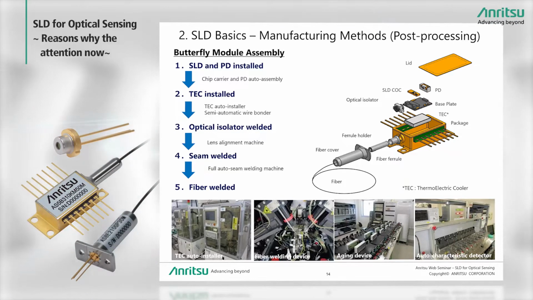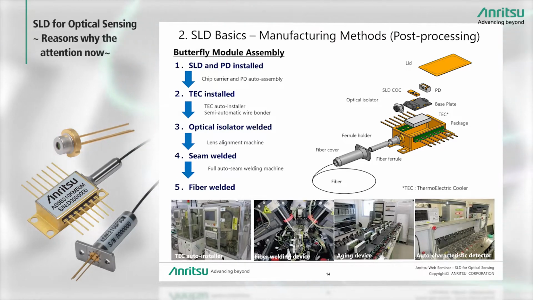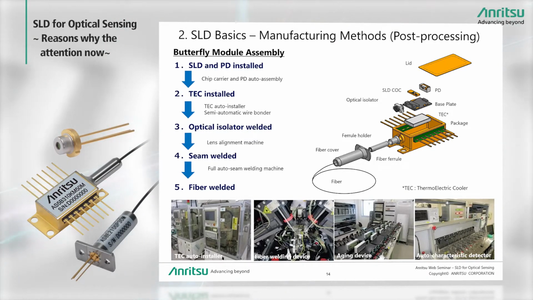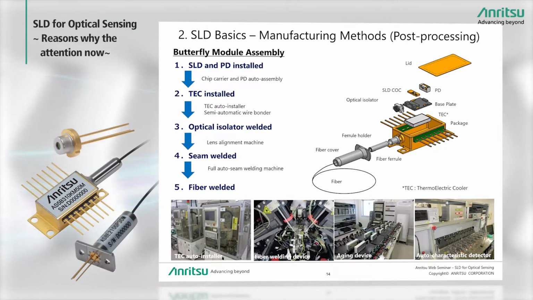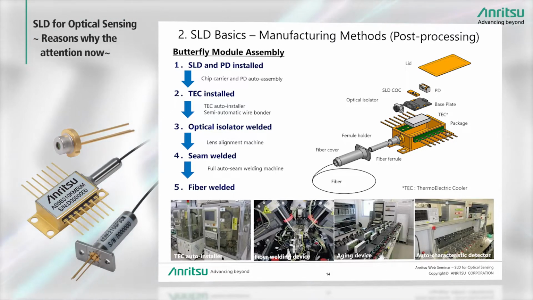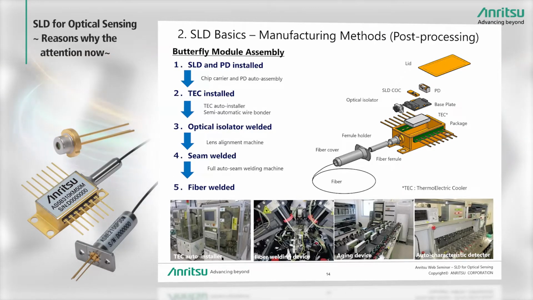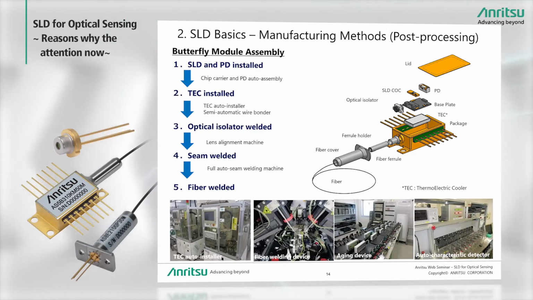The next stage is bonding the lens and isolator and sealing the cover seams. At the final stage, the fiber optical axis is adjusted and bonded automatically to complete assembly of the butterfly module before proceeding to aging, inspection and shipping. Bottom photographs show the automatic assembly machines.